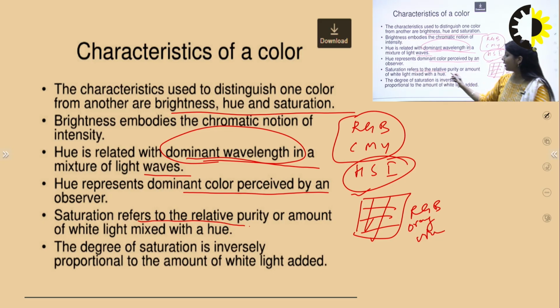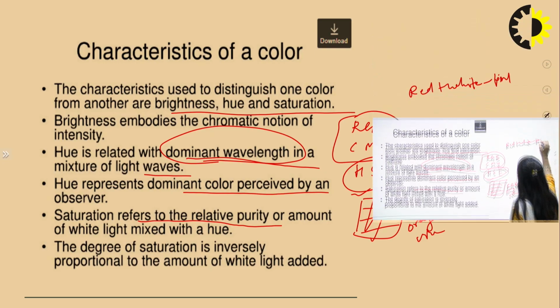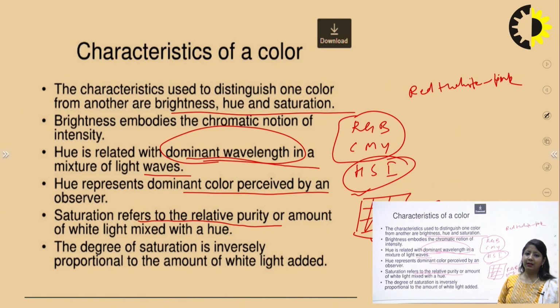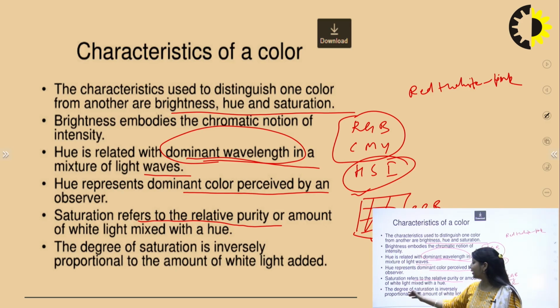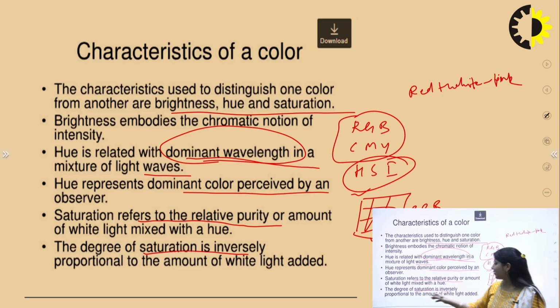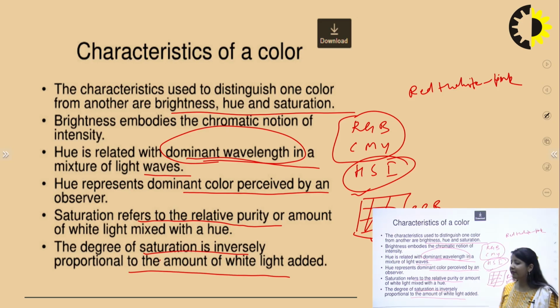And then is saturation, that is relative purity or amount of white light mixed with the hue. So it will just calculate when we mix with the actual red. If I am mixing red with white, then it will convert into pink color. So if I have pink color, then hue will separate the red from pink, and saturation will separate white from pink color. So both are related. One is finding the true color, and saturation is finding the relative purity or amount of white light mixed with the hue, and saturation is inversely proportional to the amount of white light added.